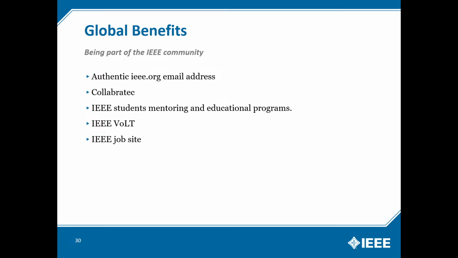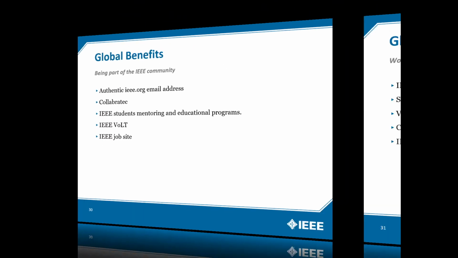Then there's Collaboratech. Collaboratech is a platform that IEEE provides that lets you collaborate with industry experts to actually do projects, and lets you publish those projects on the IEEE website, that is Collaboratech itself. Then there are student mentoring and educational programs that IEEE provides, volunteering and leadership training programs are also available, and then obviously there are the IEEE job sites that let you search for the necessary resources to get placed, etc.